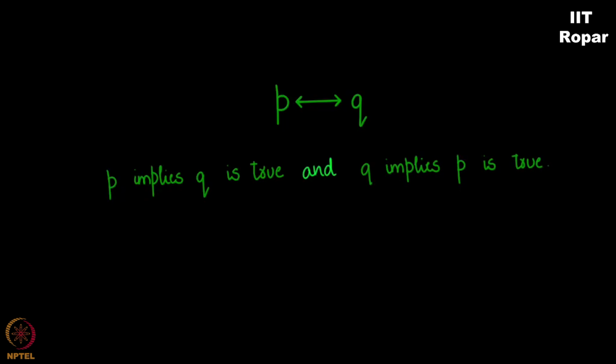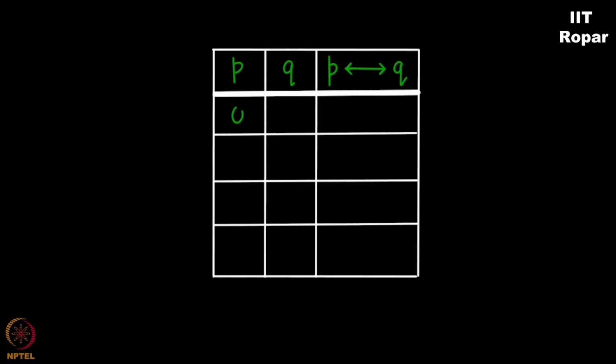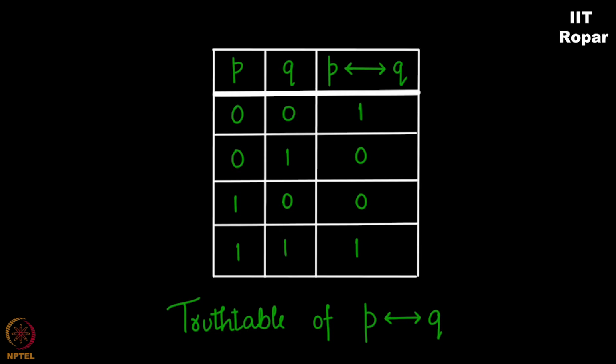And the truth table of this P implies and implied by Q looks like this. If P is 0, Q should be 0. Both are of the same parity. That's what the bidirectional thingy means. So it is true. If P is 0 and Q is 1, that is impossible. It is false. If P is 1, Q is 0, false. If P is 1 and Q is 1, it is true. So this is the truth table of P implies and implied by Q. You will observe that if you were to write the truth table of P implies Q and Q implies P and do an AND of it, it will resemble this: 1 0 0 and 1.